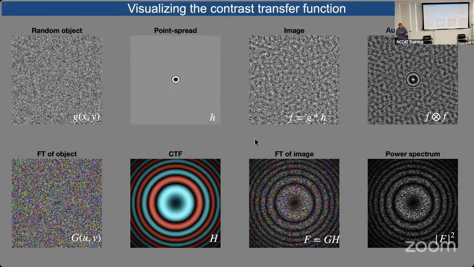This is a simulation that I just showed you of how you get the image using the CTF. You multiply the Fourier transform of the object by the CTF and you get this thing, and if you inverse transform, then you have the actual image. And this is how you simulate, or how you conceptually form an image in the electron microscope.